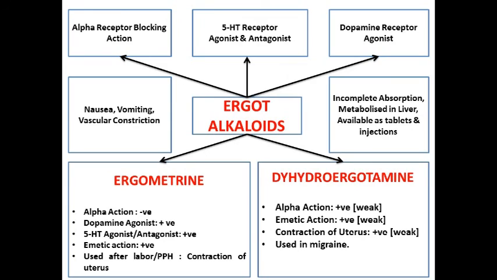Some groups also use ergotamine, but ergotamine is more toxic, so it is better to use dihydroergotamine plus an analgesic like aspirin or paracetamol plus caffeine. Now that works and is used by a few for the treatment of mild to moderate migraine. Anyway, if you talk of these two drugs, they are incompletely absorbed through the GIT. They are metabolized in the liver and are available as tablets and injections.